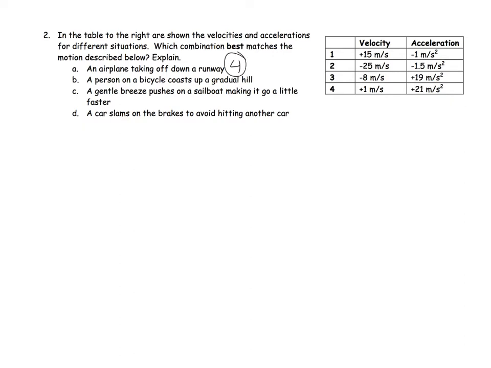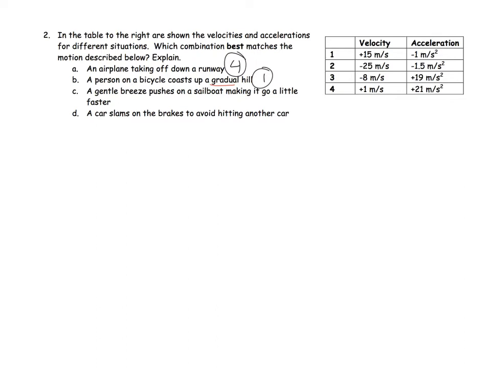For B, a person on a bicycle coasts up a gradual hill. In this case, the person is going to be slowing down, so I'm looking for a situation where we're slowing down, which would be option 1, because velocity and acceleration have opposite signs, or option 3. I'm next going to think about this word here, this gradual hill piece. So I know that it's going to be a low acceleration. So of my two slowing down options, 1 and 3, I'm going to select option 1 because that is a lower acceleration.